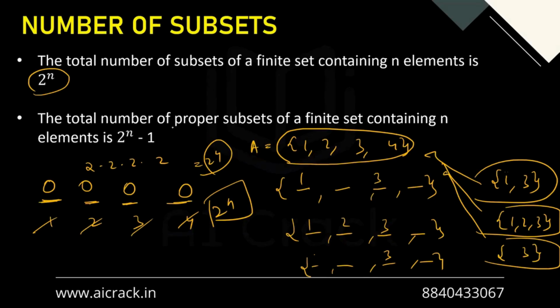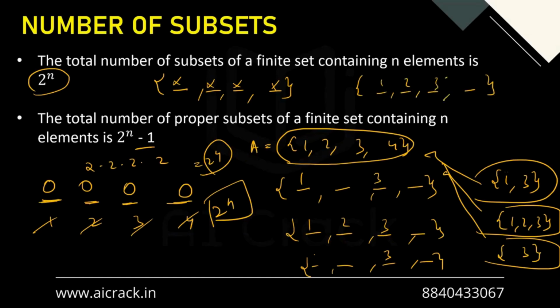That part is clear. Now the second part is the total number of proper subsets of a finite set containing n elements is 2 raised power n minus 1. Why is there a minus 1 over there? Again, let's take this example only, 1, 2, 3, 4. There must be a case where nothing is over here, nothing over here, nothing over here, nothing over here. So basically I'm choosing not to include any element in this particular subset. So this would become a null set, right?